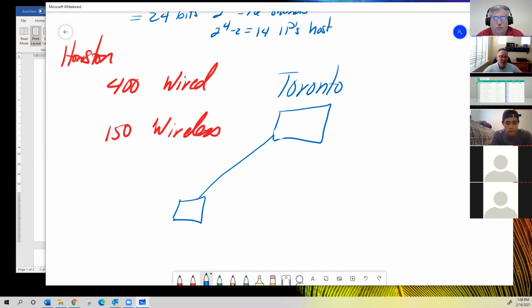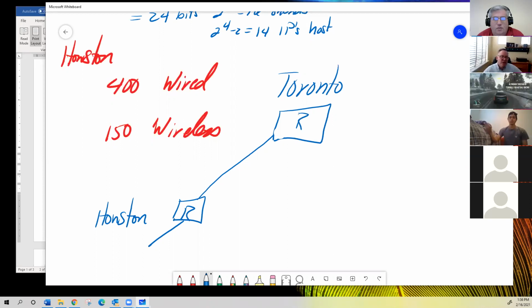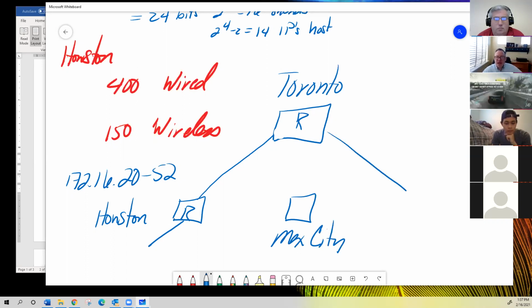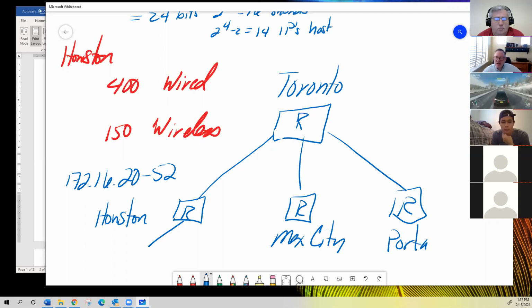So if you've got Houston here, here's your router, here's Toronto's router, and you have to use a range between 172.16.20 through 52, somewhere in there. So here's Houston, here's Mexico City, and then Portland. You've got to then spell out which ranges you're going to use.